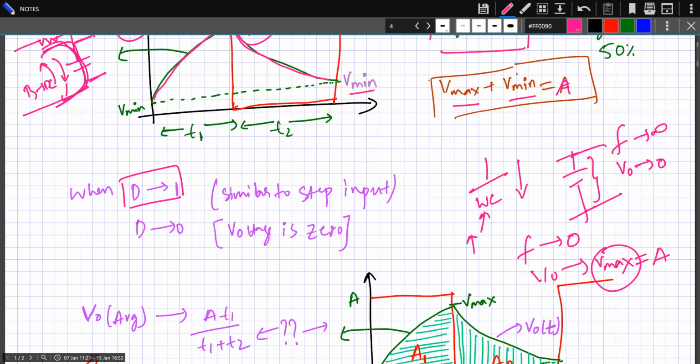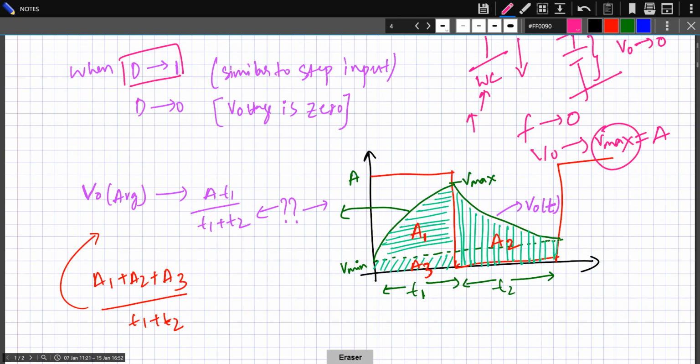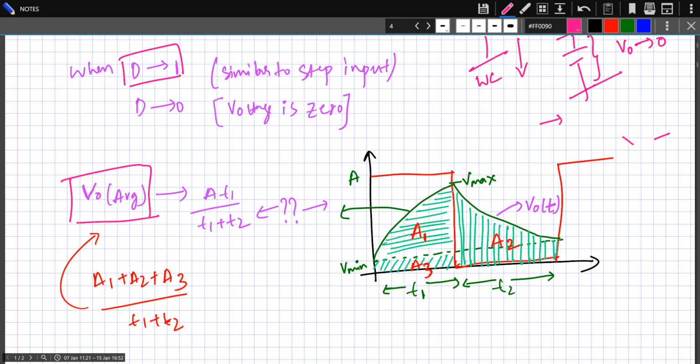Another very important thing we can make out from this is the average output voltage, V naught average. How do we calculate it? First we divide the area into three parts: A1, A2 and A3. A1 consists of this area, A2 is only this rectangular area, and A3 is this whole area under this exponentially decreasing curve. After applying integration and the mathematical formulas, we can easily find A1, A2 and A3. And how do we find the average voltage? We add all those areas and divide by the total time.